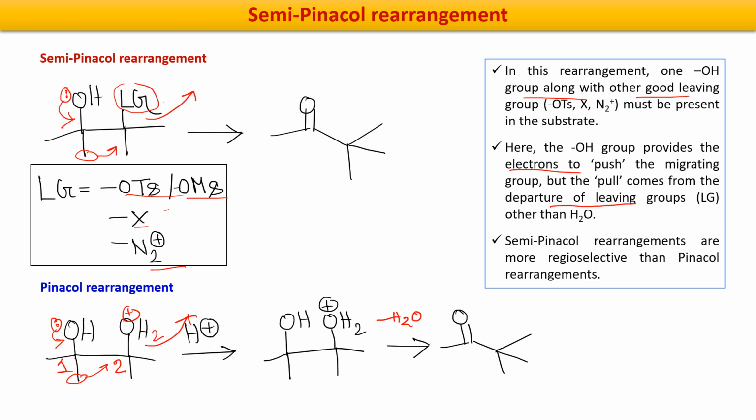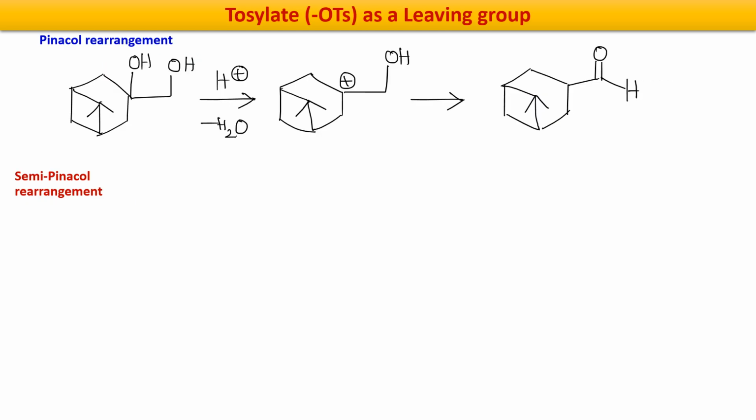And the most important point: semi-Pinacol rearrangements are more regioselective. The question of regioselectivity arises when the substrate is not symmetrical. In this molecule you cannot see it, because both OH groups are in the same chemical environment, so any OH you can protonate. But in the next slide you will see that when the question of regioselectivity arises, semi-Pinacol rearrangement is more regioselective than the normal Pinacol rearrangement. First we will see when tosylate is the leaving group. After tosylate, the next examples will be for halogen and then N2 plus.